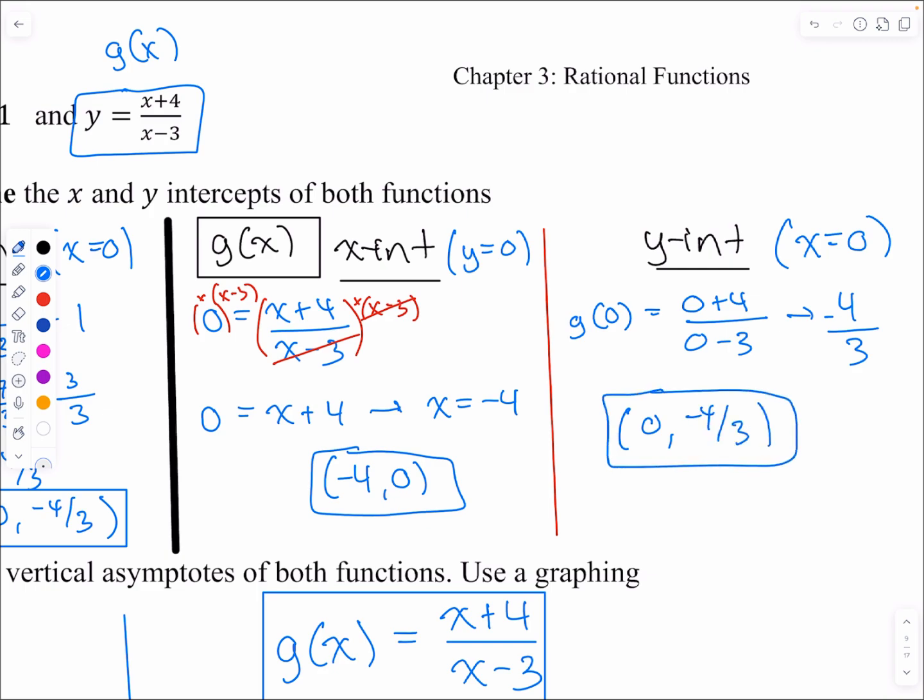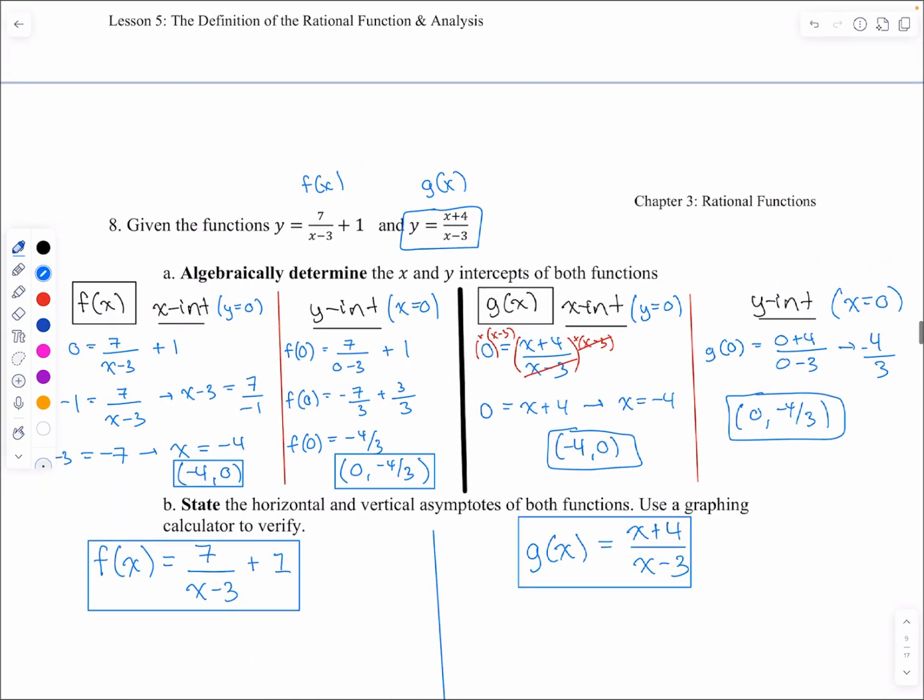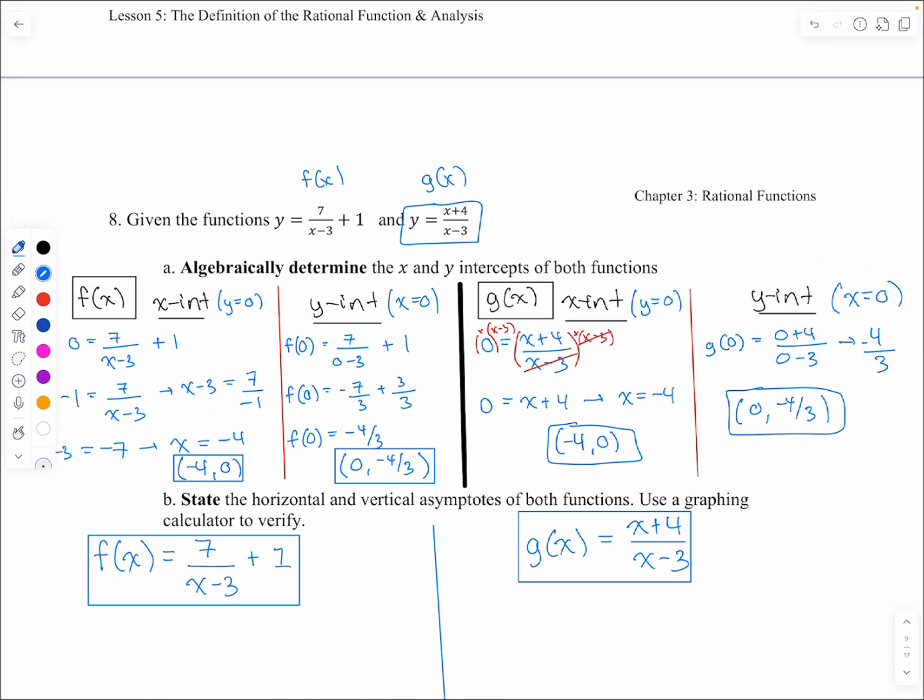Okay, so the purpose of this exercise was, I want you to take a look here. Take a look at our g of x and f of x functions. I'm just going to grab my highlighter. So with f of x, look at the x-intercept at negative 4, comma 0. Look at g of x. Look at the x-intercept. Do you see it's the same? What about the y-intercept? See how the y-intercept is at 0, negative 4 thirds? Same goes for this function here.